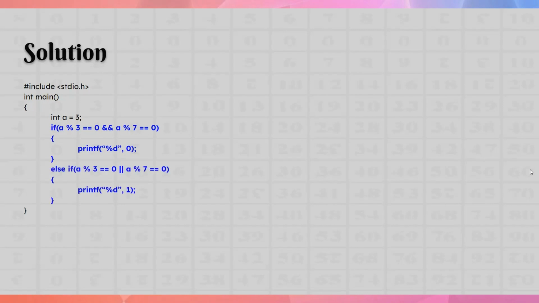Then the next condition is else if a modulus 3 equals 0, or a modulus 7 equals 0. And that would print out 1. And this last one is if there's a case where a equals 2, and 2 is not a multiple of 3 or 7, then it would print out 0, because it's not a multiple of any of them.